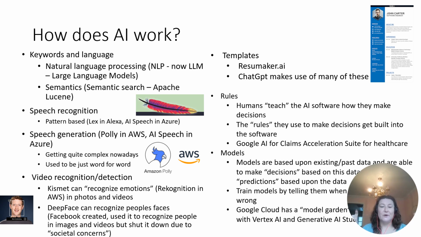Google Cloud has a model garden, which is lots of models that already exist that have been trained to a certain extent, but you might want to use them for different purposes, so you can use those as a basis and then build on top of those. They've got Vertex AI and all kinds of other tools in that area.